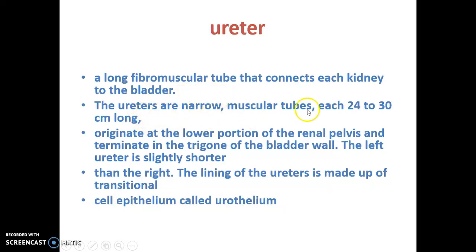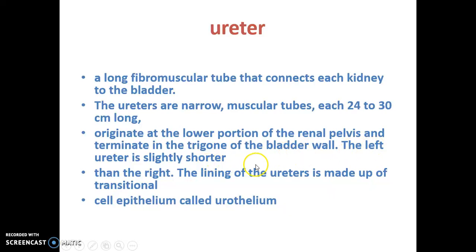Ureters are narrow muscular tubes, 24 to 30 centimeters long, and originate at the lower portion of the renal pelvis. So we discussed the renal pelvis. From the renal pelvis, the ureter originates, and it terminates in the trigone of the bladder wall. So you can see the trigone, it's a part of the bladder. There it is terminating, and the left ureter is slightly shorter.